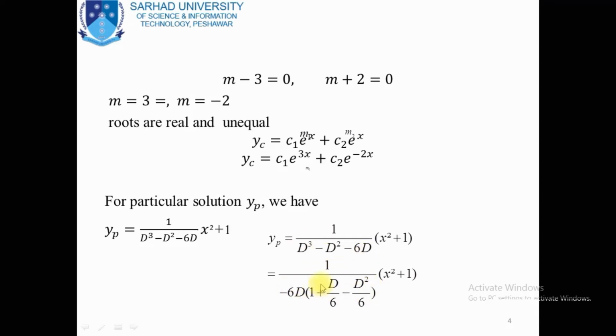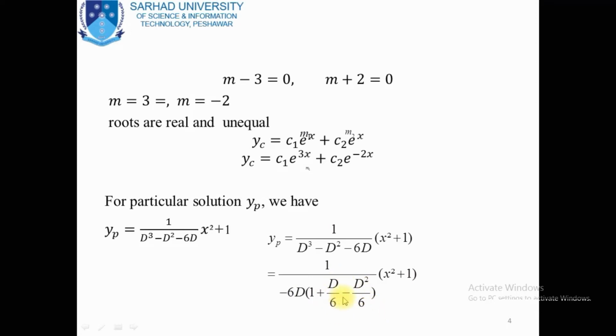If we multiply minus 6D again to these terms, we obtain D cube minus D square minus 6D. Minus 6D multiplied by 1 gives minus 6D, and minus 6D multiplied by D by 6, the 6 and 6 cancel, gives minus D square, and minus 6D multiplied by D square by 6 gives D cube. So D cube minus D square minus 6D can be written as minus 6D into 1 plus D by 6 minus D square by 6.